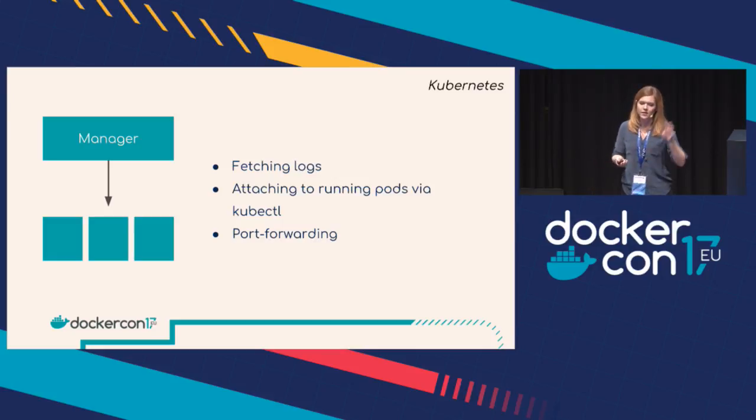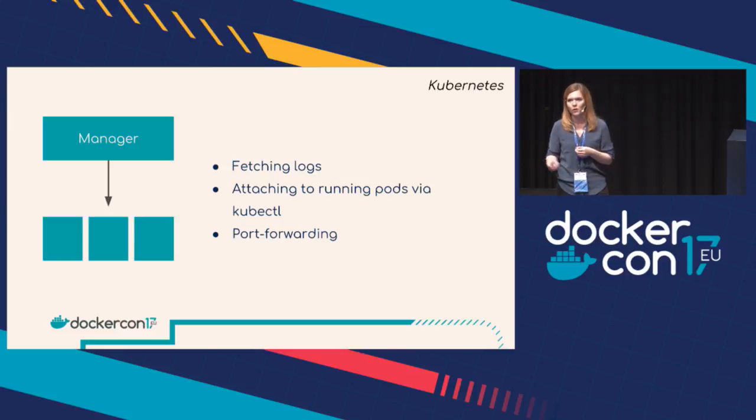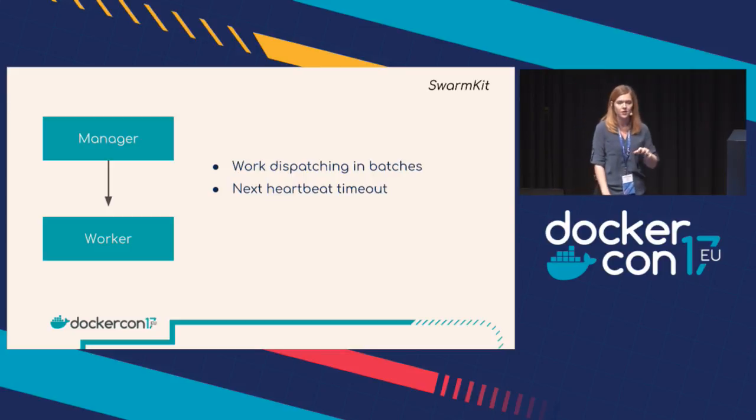For example, in Kubernetes, the manager will reach out down to the cluster for a couple operations, probably more than are on this slide, but these are the most interesting ones: fetching logs, attaching to running pods, port forwarding, etc. Those are all manager to cluster communication patterns. In SwarmKit, we also have the manager sending stuff down the pipe to the worker. This is work dispatching in batches, and we'll talk about that more in depth in just a little bit. And then the manager also sends the next heartbeat timeout. This is really important, and I'll tell you why when we get to rate control.